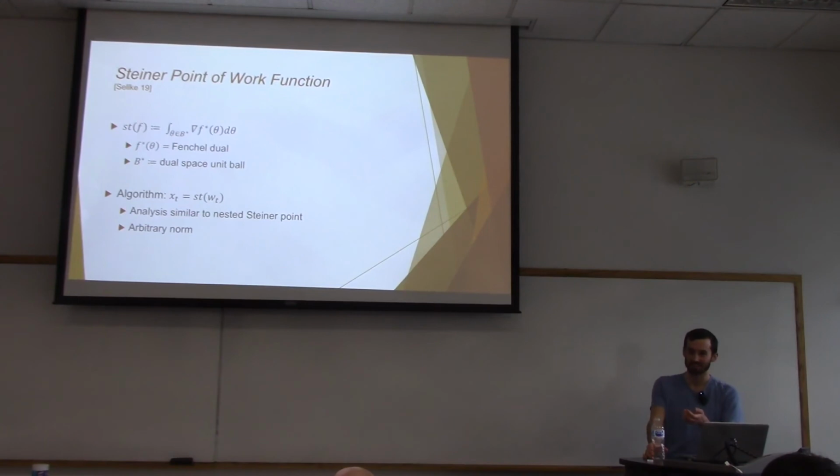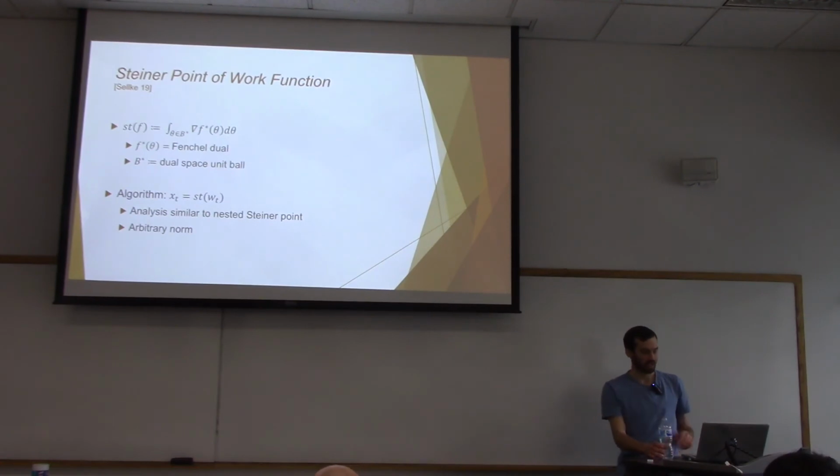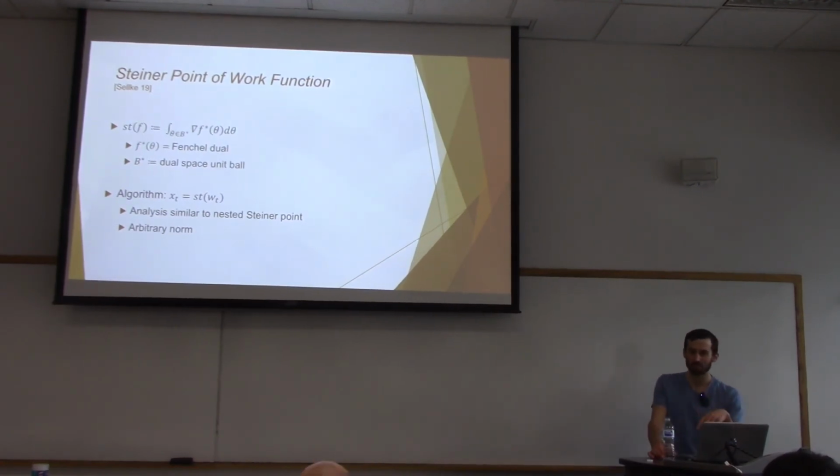But I'll leave it as an exercise to show that if the function f is just 0 on some convex set and infinity everywhere else, then the Steiner point of that function is the Steiner point of the convex set. So this is a very natural generalization of the Steiner point from a set to a function. And his algorithm, without even doing a guess and double framework, just plays the Steiner point of the work function every time. So, a one sentence statement of the algorithm. The analysis requires a little bit more machinery, but it follows similar ideas to that of the nested Steiner point case and doesn't really have anything earth-shattering in it.